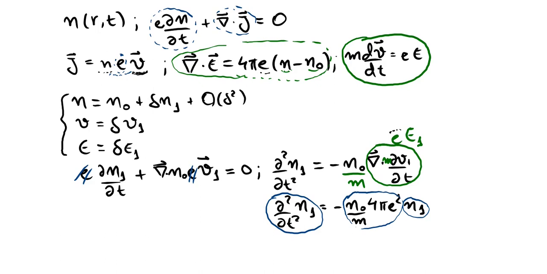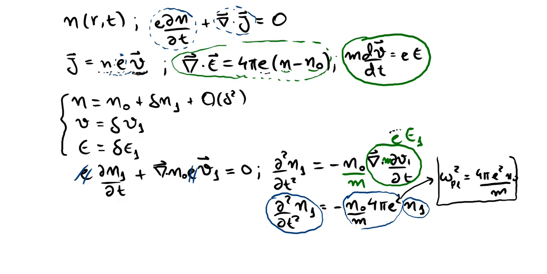So the solution for this thing is either a cosine function or a sine function or a complex exponential and so on. But the frequency of this cosine or sine or anything like that would be omega squared, that is 4 pi e squared N0 over m. And as I have a density of electrons oscillating, what I have here is a plasmon. So it's an oscillation of the density of charges. So that's what we call plasmons, and that's why we say that this is the plasmon frequency, right?